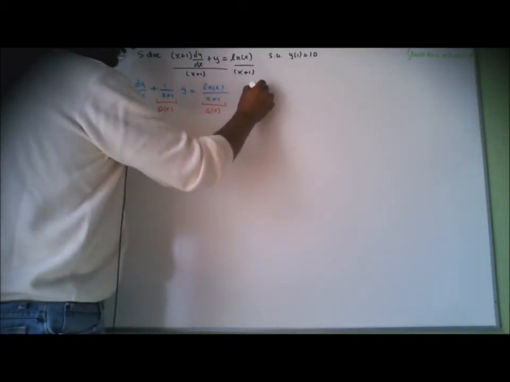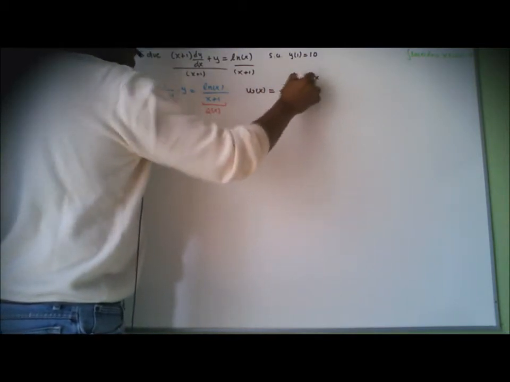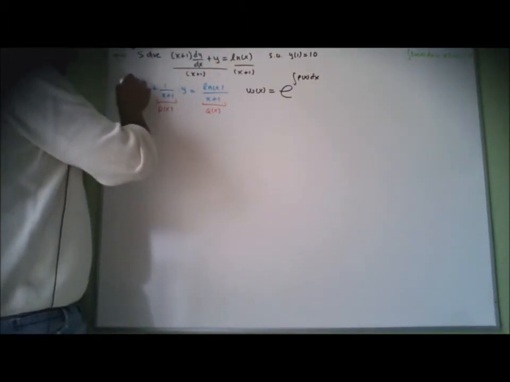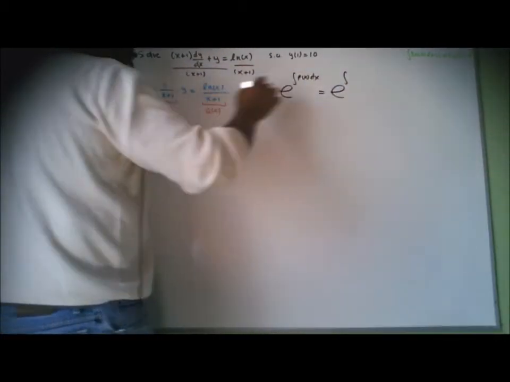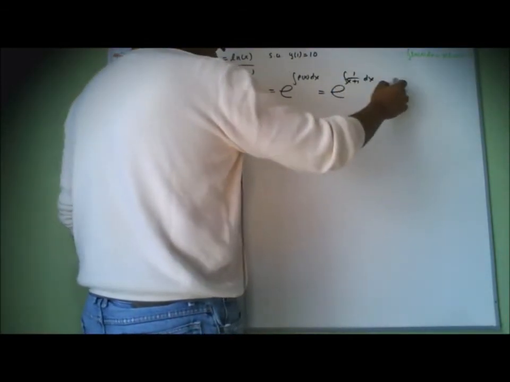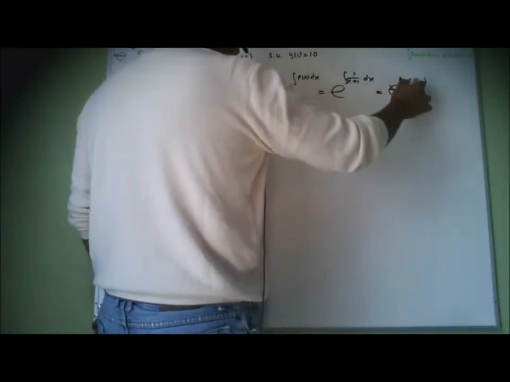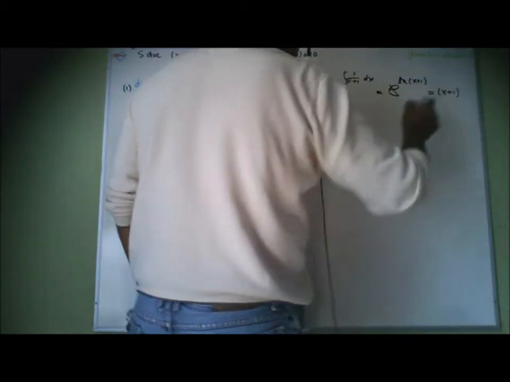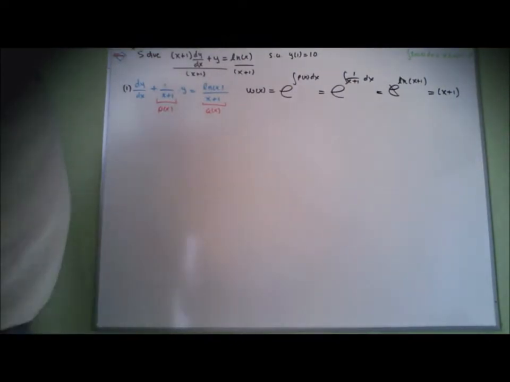The integrating factor is the exponential of the integral of p of x, differential of x. Which p of x? This one, right? So that is why we need the coefficient 1. So it's going to be the exponential of the integral of 1 over x plus 1, differential of x. The result of this integral is the natural log of x plus 1. Here we can eliminate the exponential and natural log, so the result is just x plus 1.